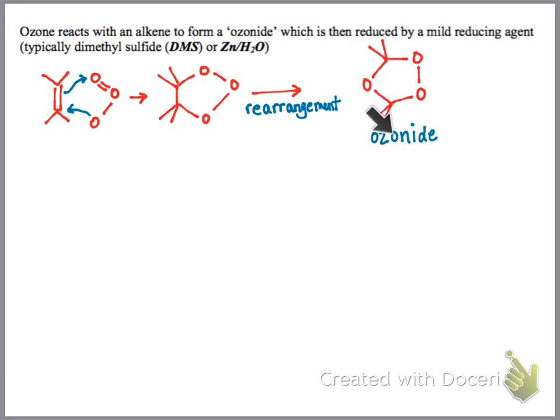So this is called an ozonide. You could stop here, and you can make these and put them in a bottle. Not very often. People don't do it very often, but you could. This is called an ozonide.